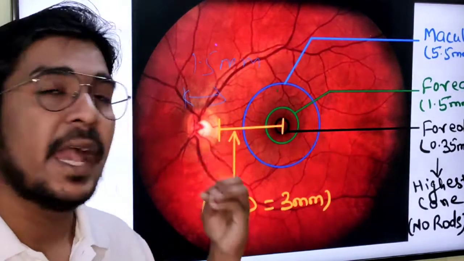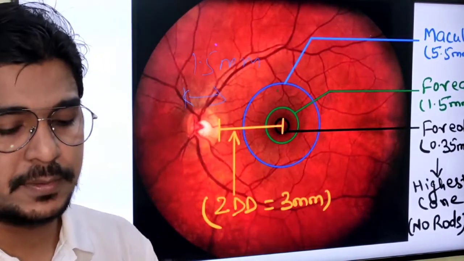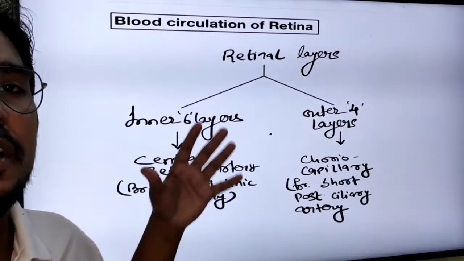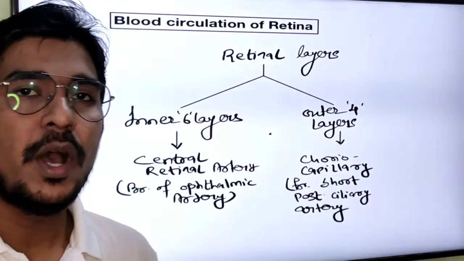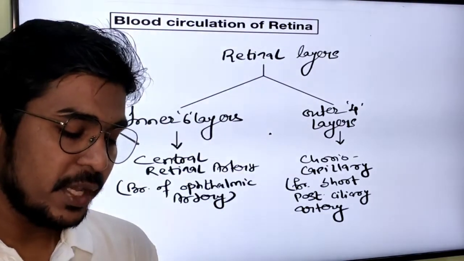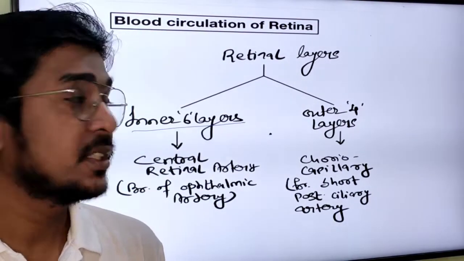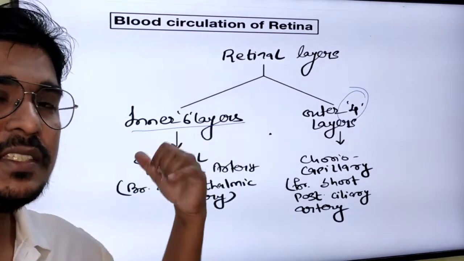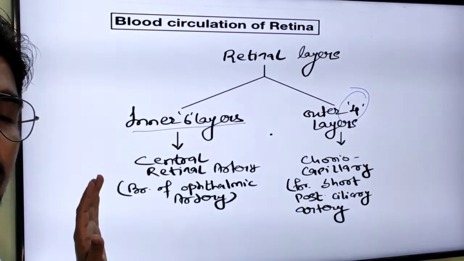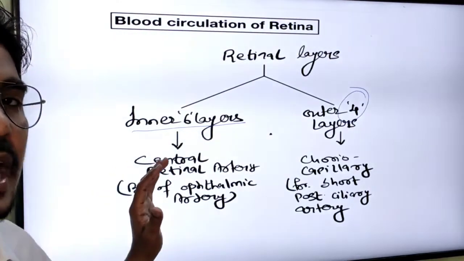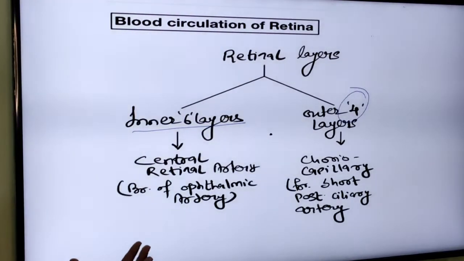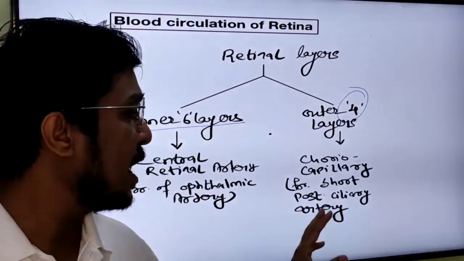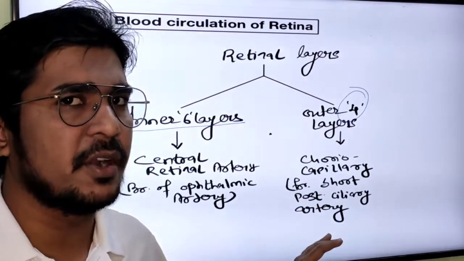That is very important, and I have talked only about the relevant points. Coming to the blood circulation, the retinal layers have dual blood circulation. As you can see here, the inner 6th layer and outer 4th layer. The inner 6th layer is supplied by the central retinal artery, which is a branch of the ophthalmic artery. The outer 4th layer is supplied by the choriocapillaries, which is a branch of the short posterior ciliary artery.